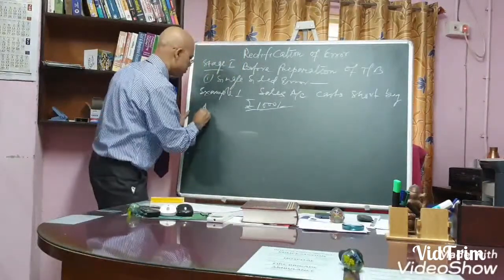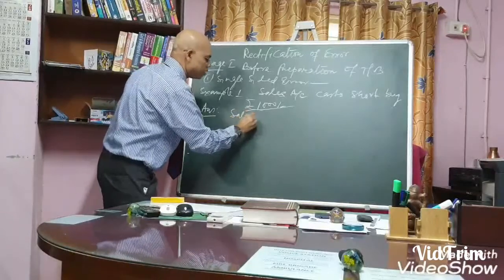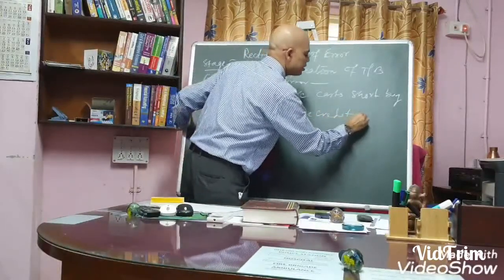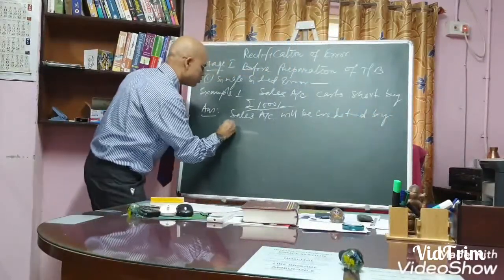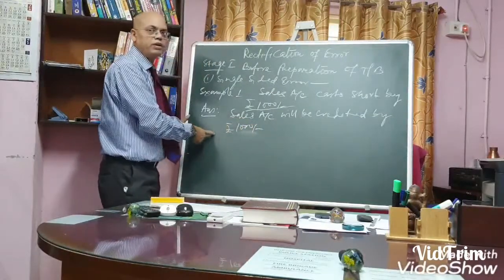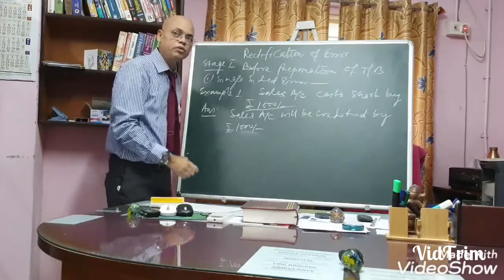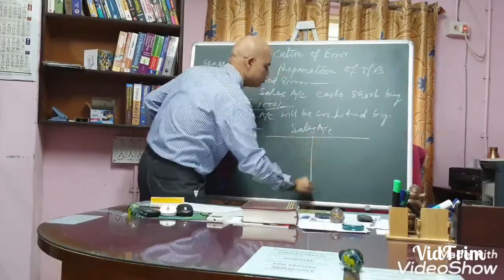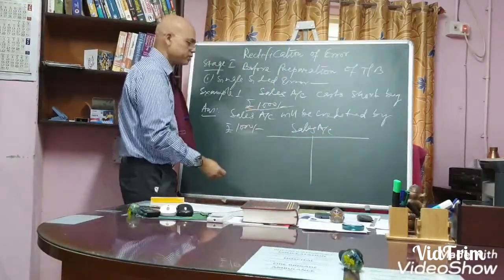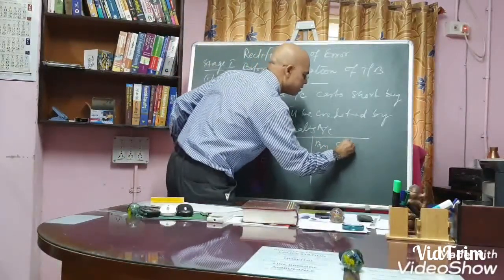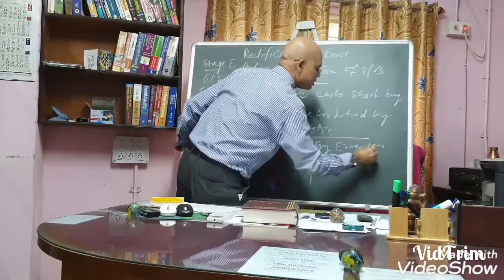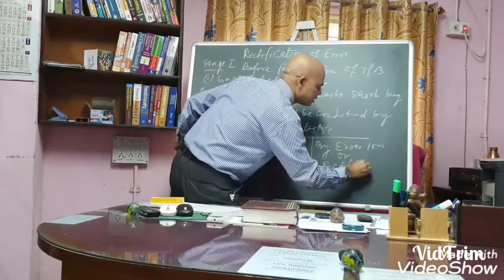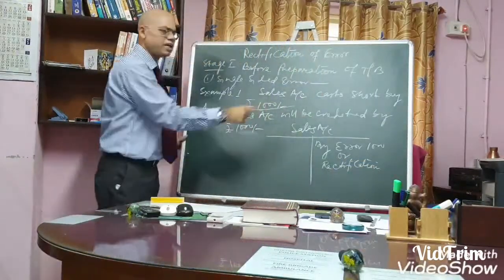Therefore, we will have to write down the answer. The answer will be: sales account will be credited by rupees 1000. This should be the correct answer. Now the question is how ledger posting should be done. You will have to prepare a sales account, and it will be posted in the ledger as credited by error, rupees 1000. You can write "by error", or you can write "by rectification". This is the ledger posting.